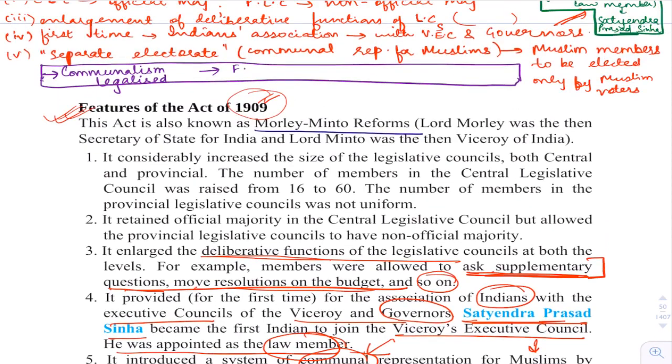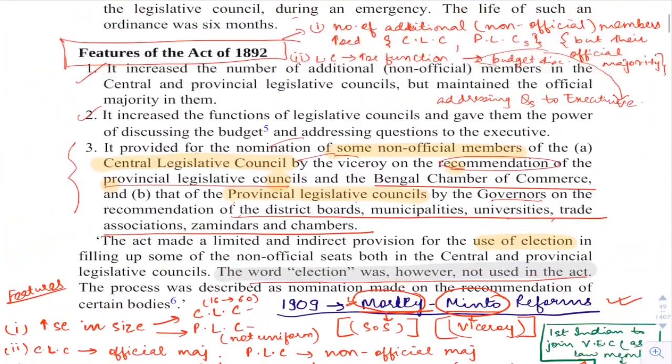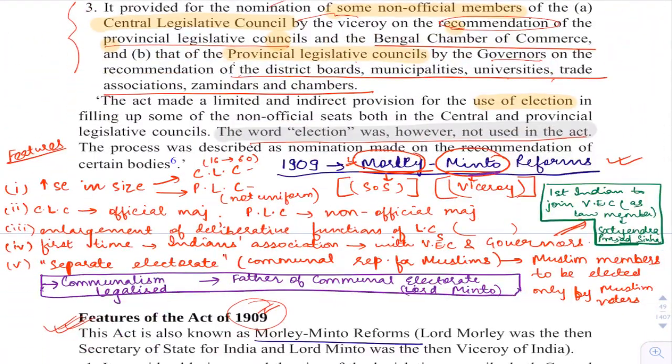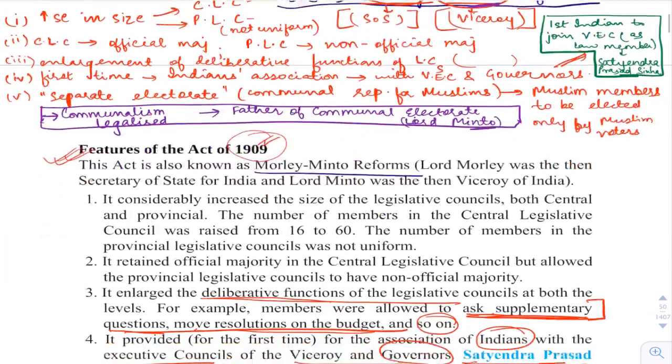So यहाँ पे reverse question क्या आ जाएगा? Who is called the father of communal electorate? Lord Minto. So again, Lord Minto, you will have to remember that ये किस act से ये feature आया था? 1909 से आया था, और 1909 को मोरले मिंटो रिफॉर्म्स भी बोलते हैं. तो यहाँ से लॉर्ड मिंटो को कम्युनल रिप्रेजेंटेशन के लिए, कम्युनल इलेक्टोरेट के लिए जाना जाता है. That is what you can remember.